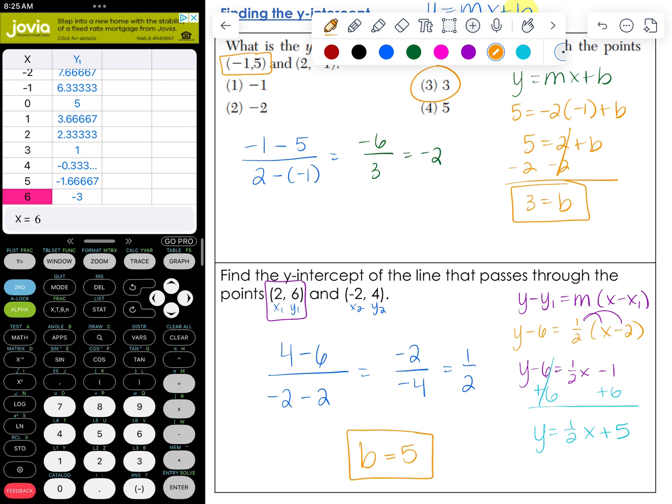Okay, pros and cons to using both formulas. It's really up to you what you prefer, but I wanted to give you some examples using both so that you can pick which is best for you.